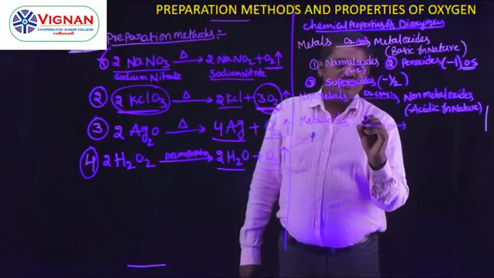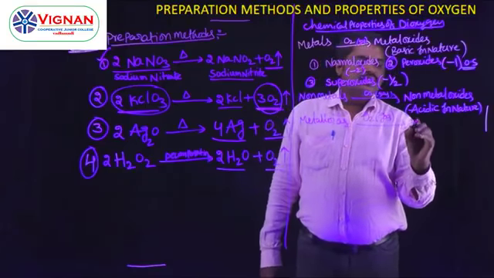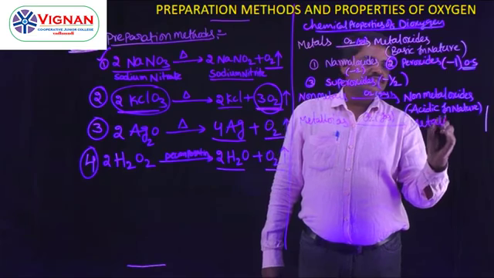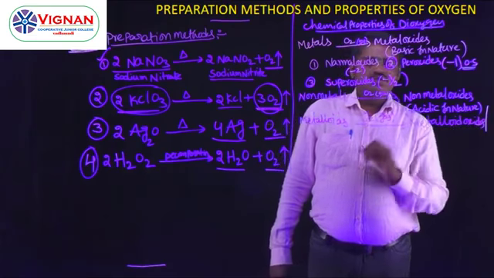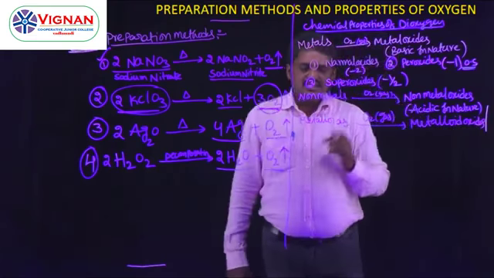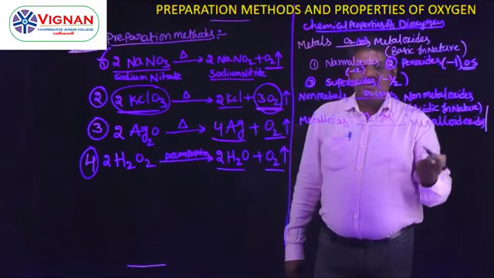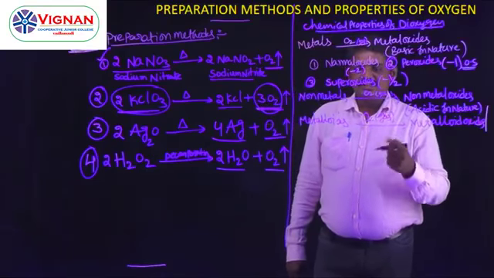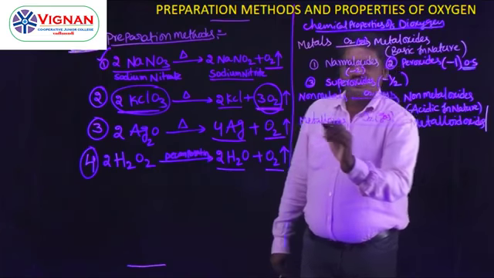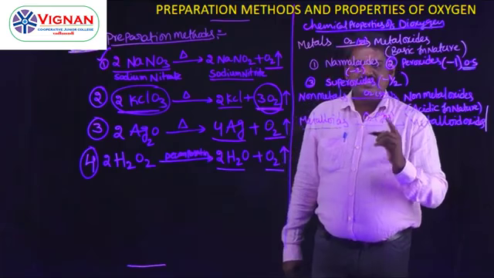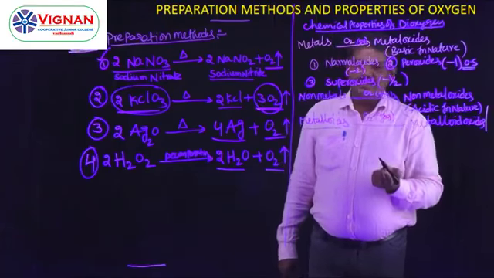Metalloids react with oxygen gas to produce metalloid oxides. Metalloids are elements that exhibit both acidic and basic nature, meaning both metallic character and non-metallic character.